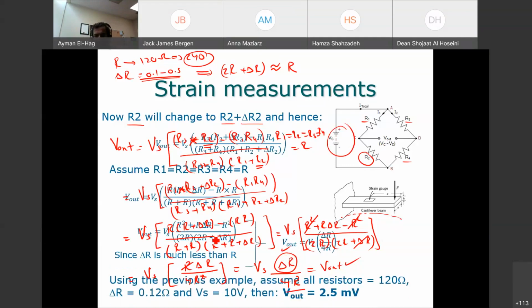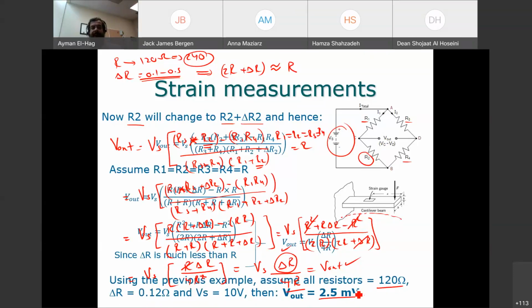Now, at the end here, I give just some typical values. So if all resistors are equal to 120 ohm, delta R is equal to 0.12 ohm, as we have seen in the previous example. Vs is 10, sometimes 5 volt. Then your V out is 2.5 millivolt. Very, very small value, and we need to do something about that.